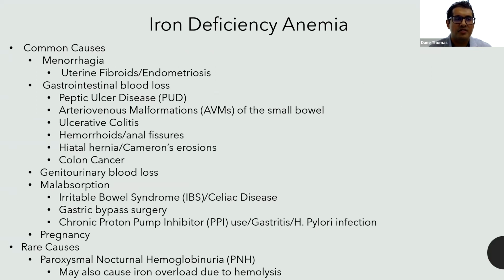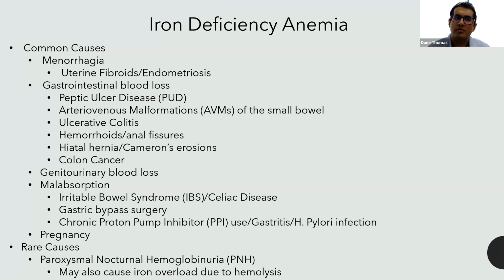Common causes of iron deficiency are many. The first one mentioned here is menorrhagia, which can be secondary to uterine fibroids or endometriosis. Gastrointestinal blood loss can be secondary to multiple different medical issues, including peptic ulcer disease, arteriovenous malformations or AVMs of the small bowel, ulcerative colitis, bleeding hemorrhoids or anal fissures, Cameron's erosions from hiatal hernia, and last but not least, colon cancer.